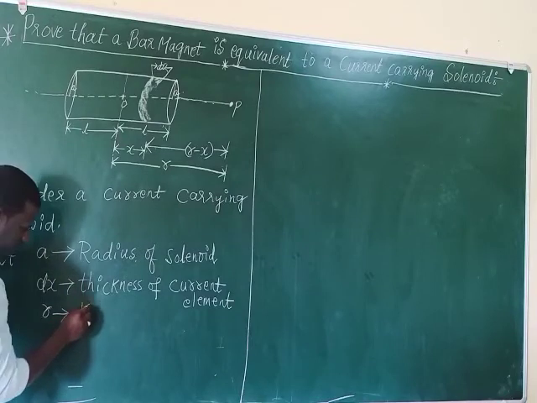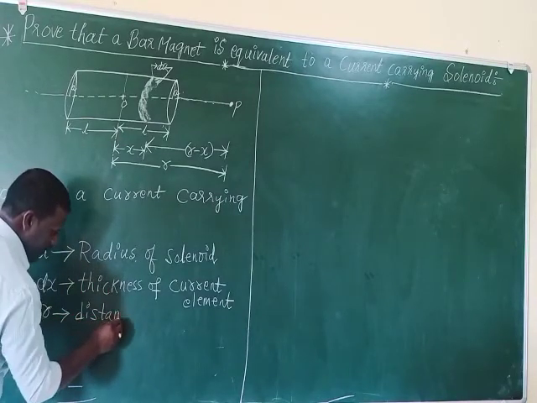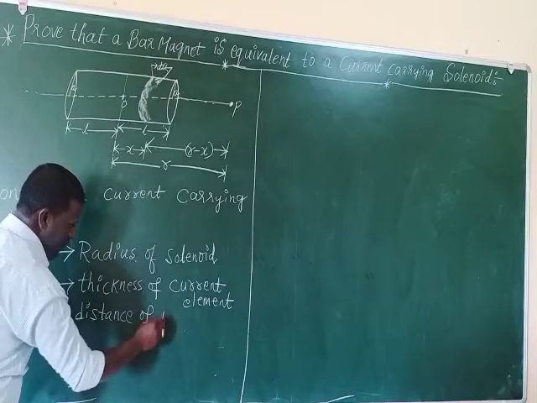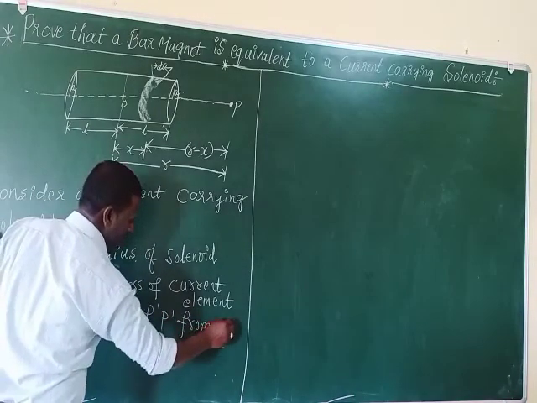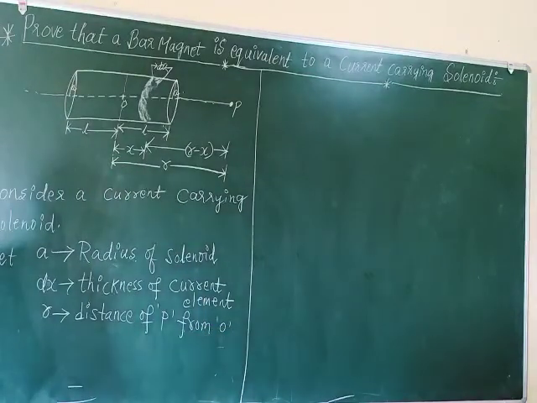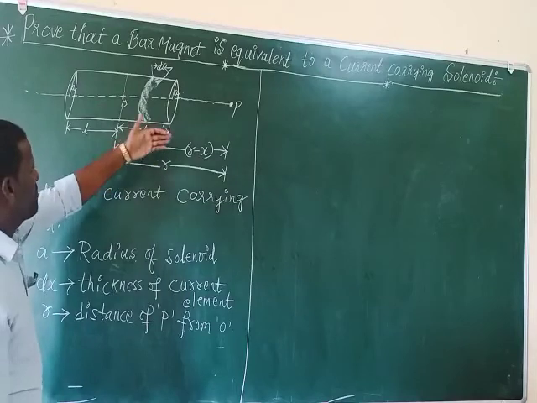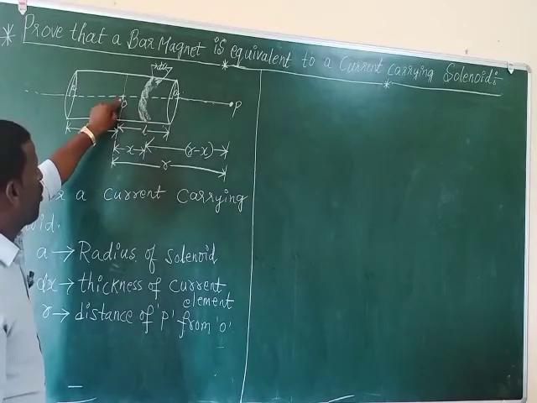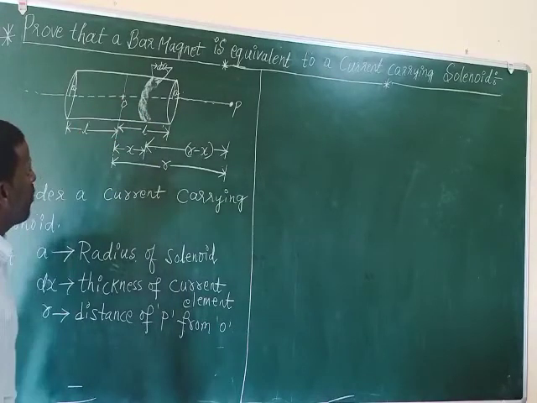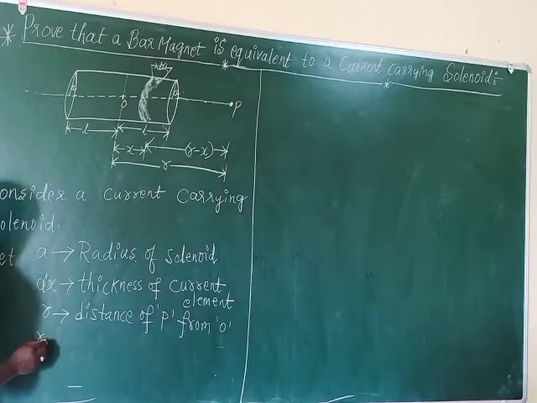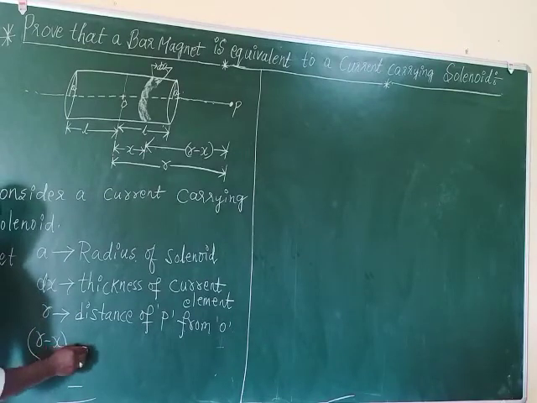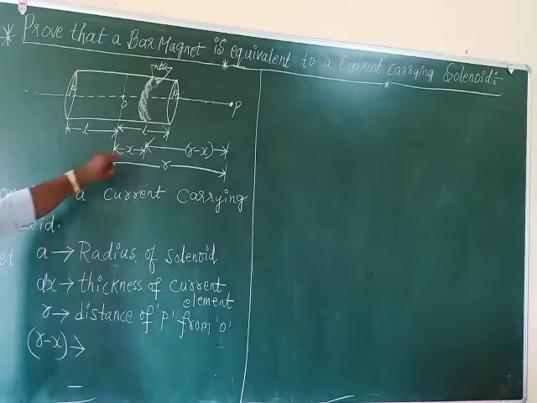Distance of P from O. What is R here? R is the distance of point P from midpoint O. This is O, right? So here, see, R minus x. What is R minus x? Yes, here is R minus x.